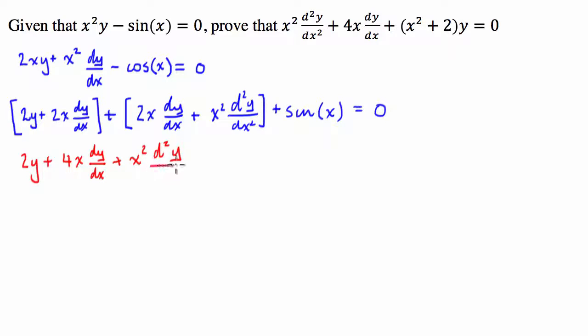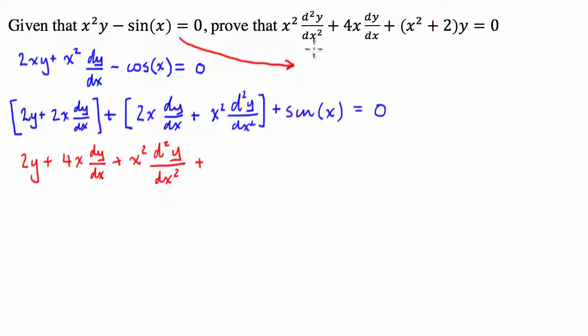Times the d squared y over dx squared. Plus, now what we've got here, this sine of x. Now if you notice, we don't have sine of x in the solution. So we're going to have to exchange this for something. And what you can do is, this sort of intuition is going to be based on you doing a lot of these different problems. But if we look back to the initial equation that we're dealing with, we'll just put it to here.